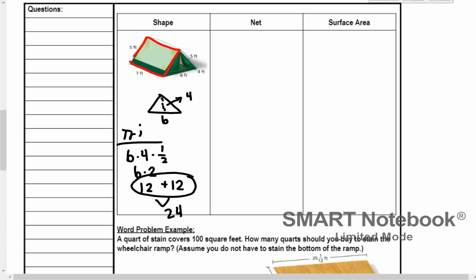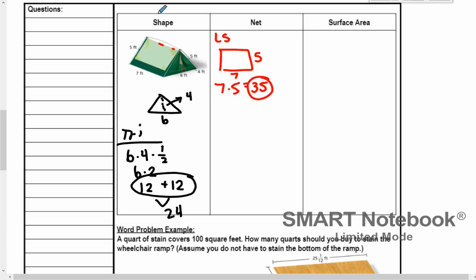Now, we should know for a tent, even if you've never used a tent, it needs to be the same height on each side, okay? Otherwise, you'd have a tent that's kind of falling over. So we have our left side, which is a rectangle that is 7 by 5. 7 by 5. Okay, 7 times 5 gives us 35.